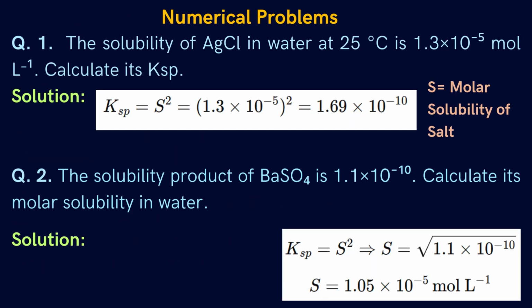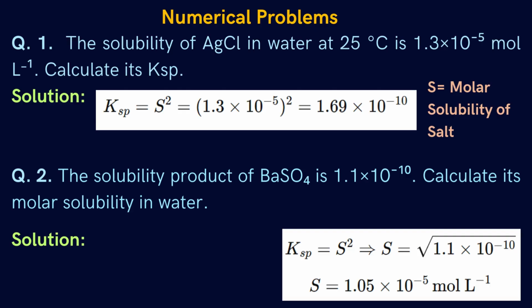Let us learn some numerical problems based on solubility and solubility product. First problem is, the solubility of AgCl in water at 25 centigrade is 1.3 into 10 to the power minus 5 moles. Calculate its Ksp. Solution for this question is given here. As we know, Ksp for AgCl is S square, where S is the molar solubility of the salt. And finally, the Ksp for AgCl is 1.69 into 10 to the power minus 10.